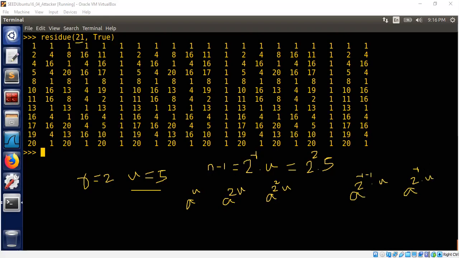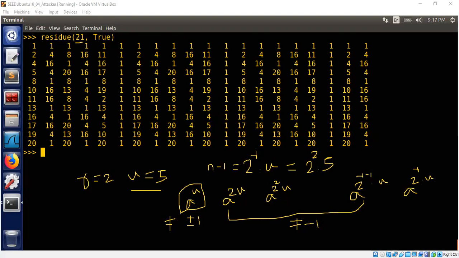Anyway, what is the constraint in the context of Miller-Rabin? For a number a to be a witness, this a power u must not be equal to plus or minus 1. This is something we have already proved. And the rest of the numbers here must not be equal to minus 1. If we find such an a, then we say a is a witness for n, and n is a composite number.